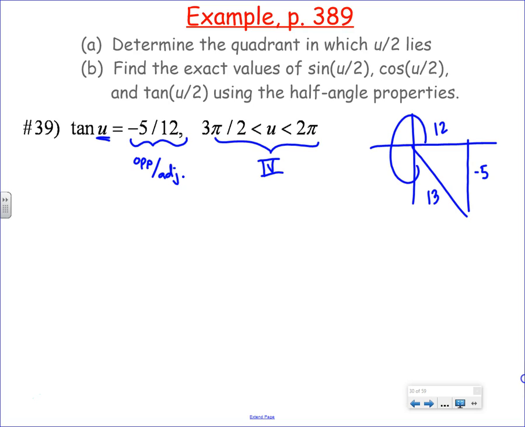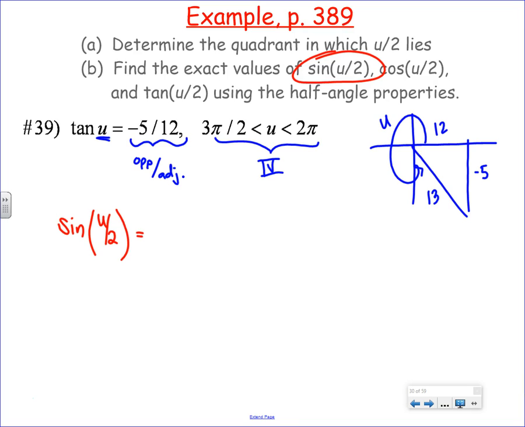This is U's triangle, right? Okay. So let's just choose one. Let's just choose, I don't know, sine again? Let's just choose sine. They want us to do all of them, but we don't have time for that.